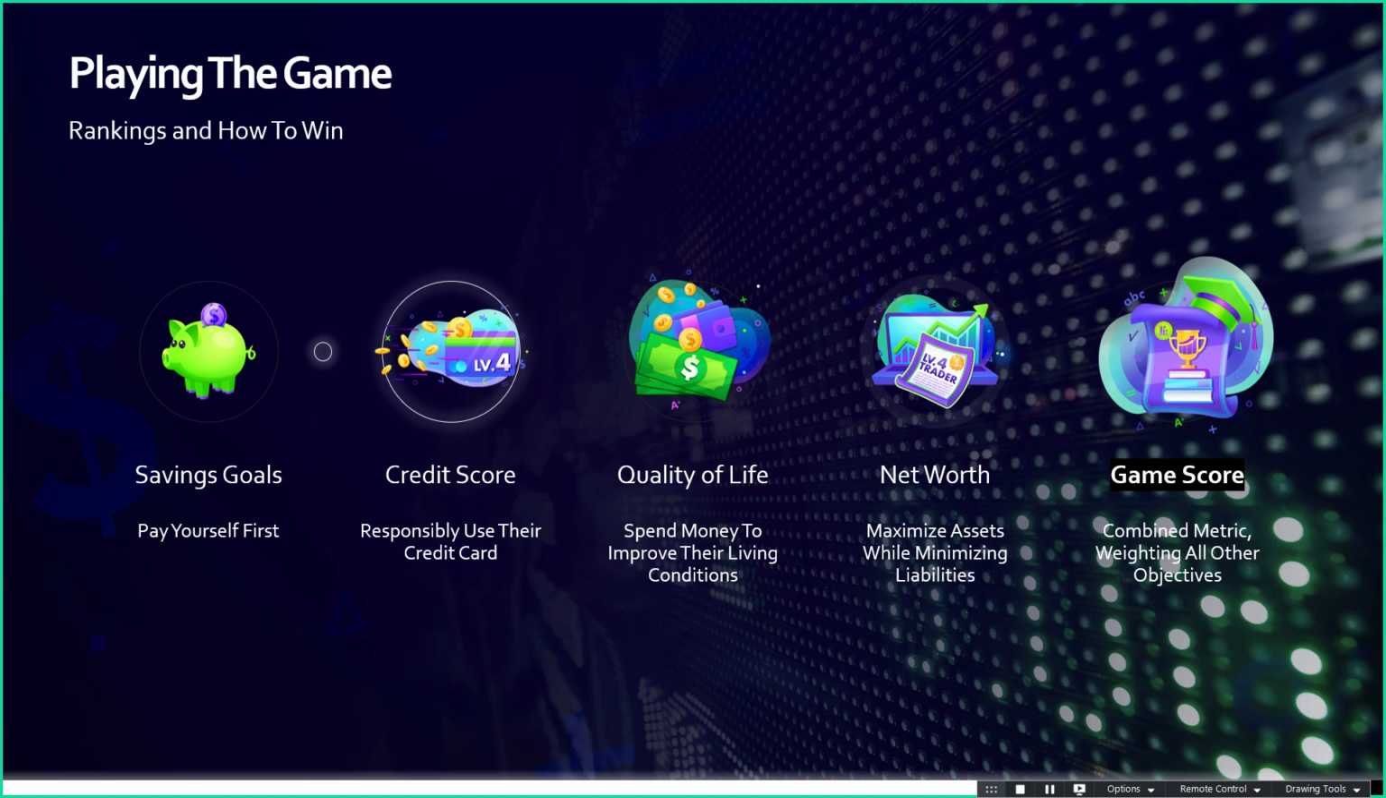Which means they need to balance their bills, they need to balance their spending, they need to balance their credit card usage to make sure they can hit those savings goals each month. That is the single biggest component of the end game score.